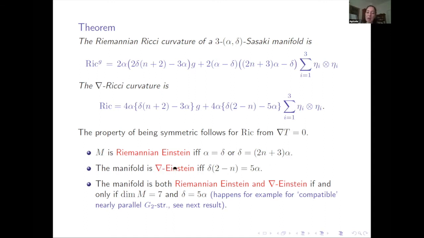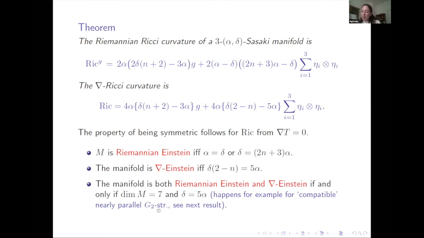The manifold is Navier-Einstein, which just means that the Navier-Ricci curvature is a multiple of the metric, for a different condition, namely delta times 2 minus n is equal to 5 times alpha. And you can ask, when is it Riemannian-Einstein and Navier-Einstein? And then you realize this happens only in dimension 7 and if delta is equal to 5 alpha. Quick computation. And in fact, this happens for a compatible nearly parallel G2 structure.